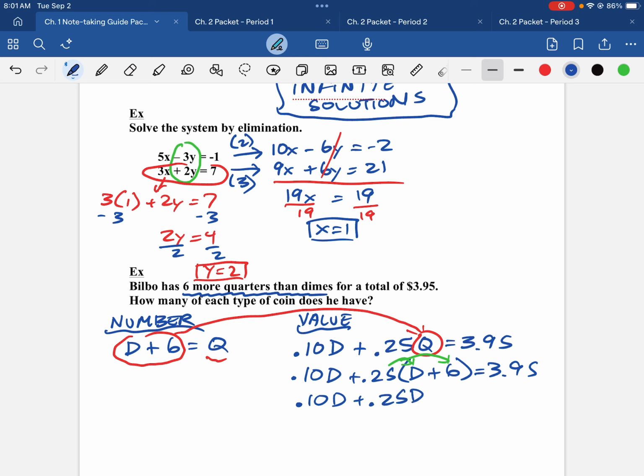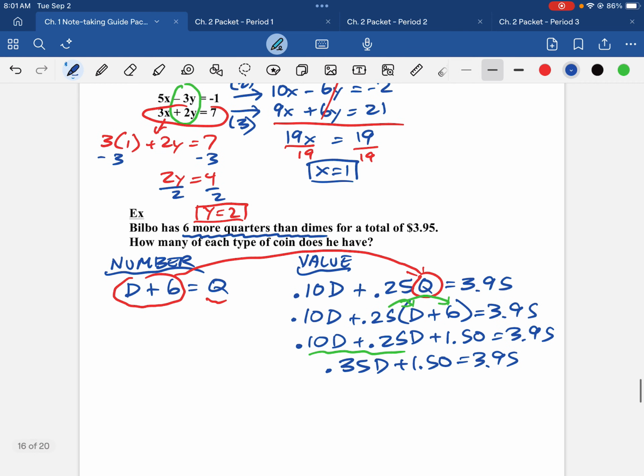0.25 times 6, let's see, 6 quarters would be $1.50. Then I'll combine these like terms into 0.35d. Now I'll subtract 1.50. So 0.35d, and that's going to be 2.55.